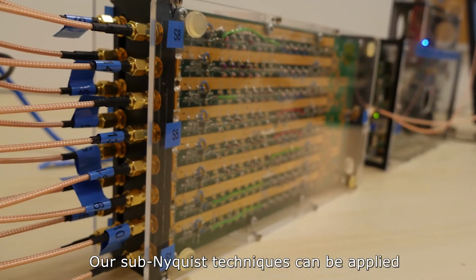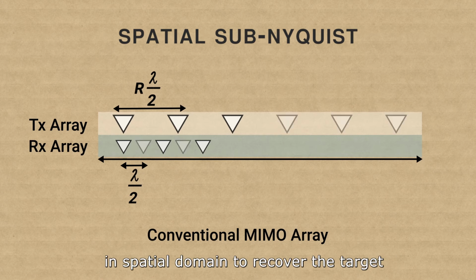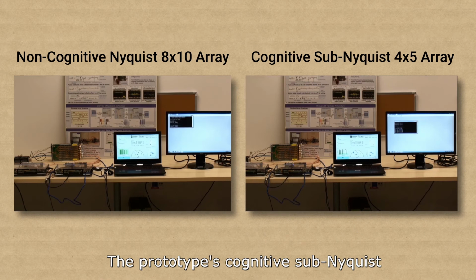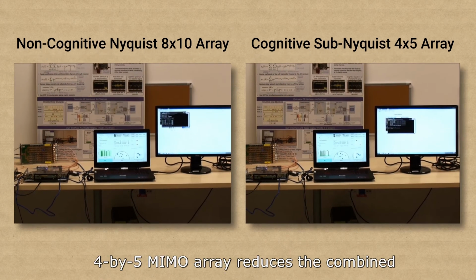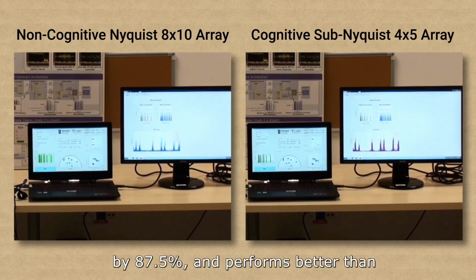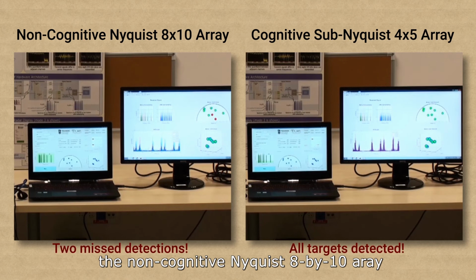Our Sub-Nyquist techniques can be applied in the spatial domain to recover the target azimuth using thinned antenna arrays. The prototype's cognitive Sub-Nyquist 4x5 MIMO array reduces the combined spectral and temporal sampling rate by 87.5% and performs better than the non-cognitive Nyquist 8x10 array for a given target scenario.